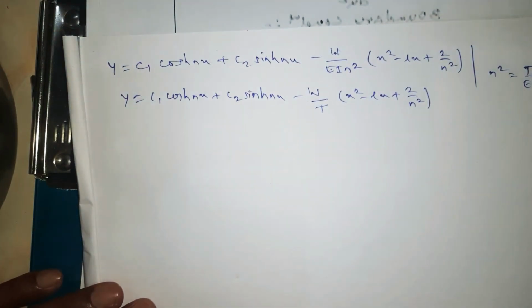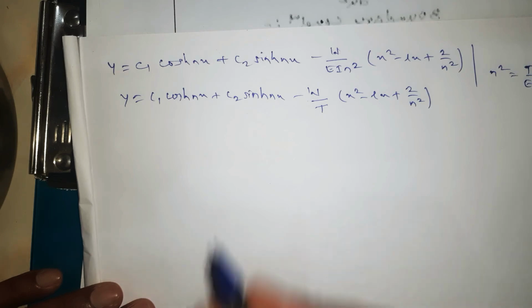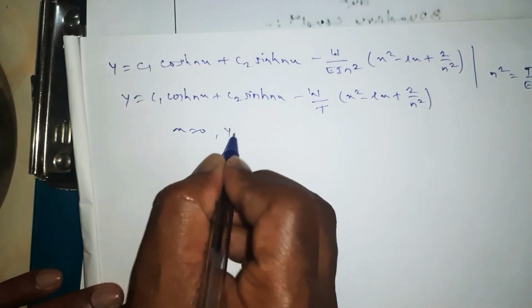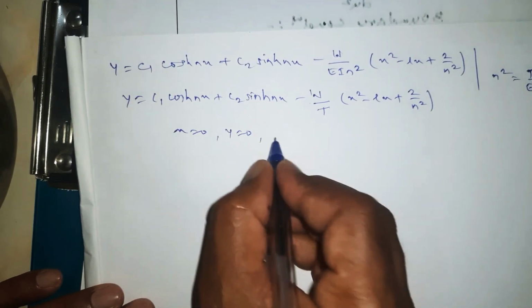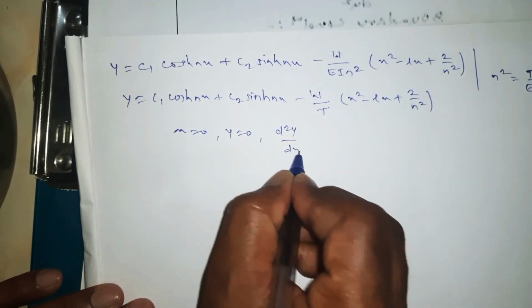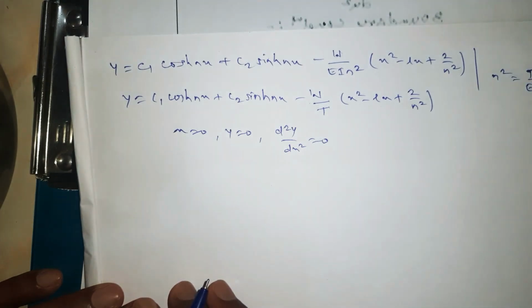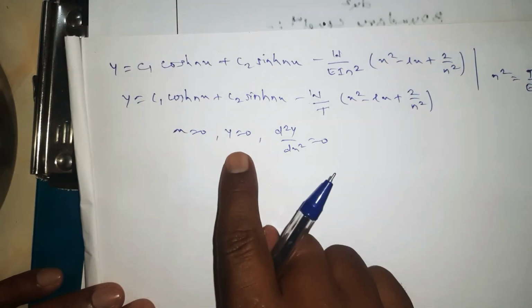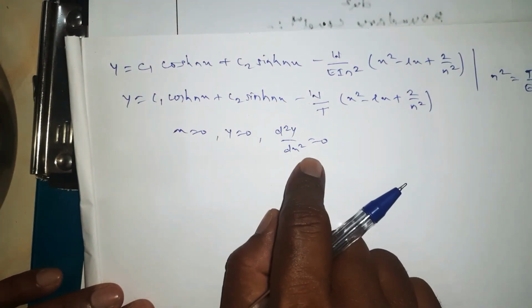Now we use the initial conditions. What are the conditions given there? In your problem it is given that when x equal to 0, y equal to 0, as well as there is no bending moment, that is, d square y by dx square is equal to 0. If you see the figure carefully, both ends are freely pinned, so freely ended. So in our first condition of bending moment, which we explained in our previous concept video, there is no deflection and no bending moment, right?